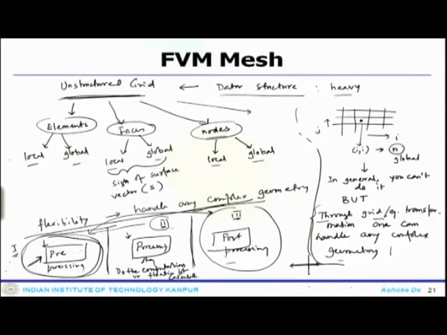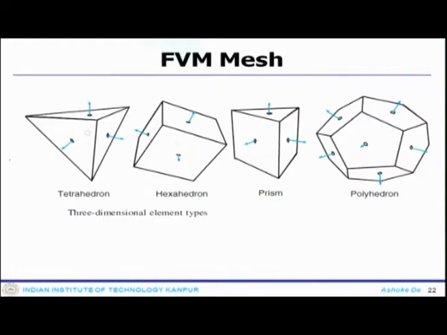So now it would be nice to have a look at what kind of unstructured elements one can have. So one can have different kinds of elements. These are all 3-dimensional elements. Similarly, we can have 2-dimensional elements also. Okay, we will see that.